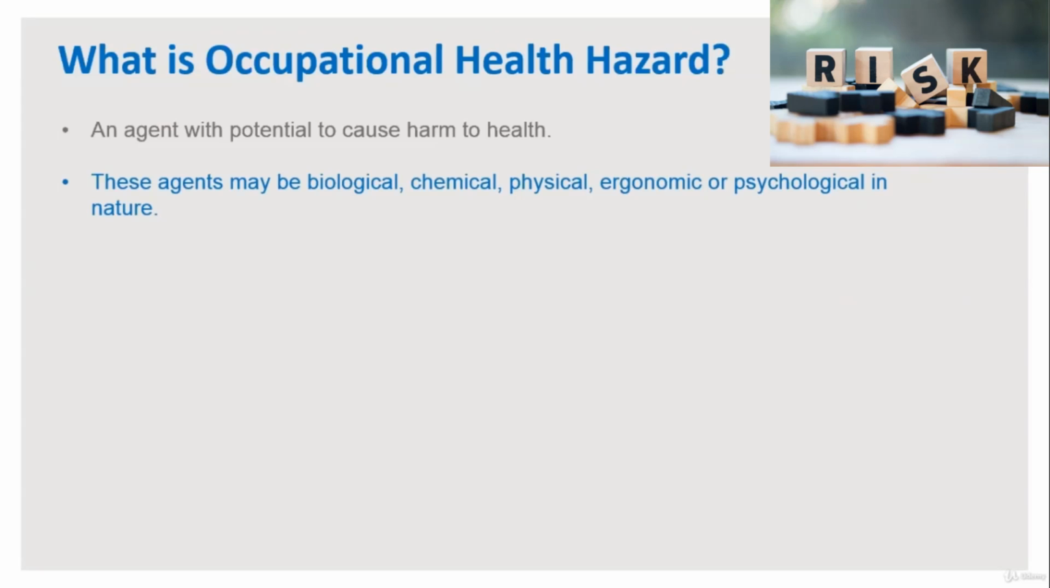These agents may be biological, chemical, physical, ergonomic, or psychosocial in nature. So what are the types of hazards in an organization? It may be biological, chemical, physical, ergonomic, or psychosocial. Psychosocial means your mental stress, your lone work activity, your high risk activity where you are afraid to do something. Ergonomic means all things related to ergonomics. Ergo means work related incidents, accidents, stress, injuries.